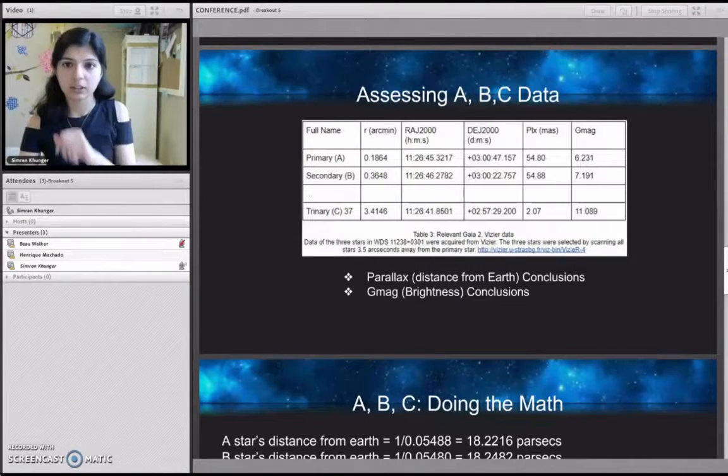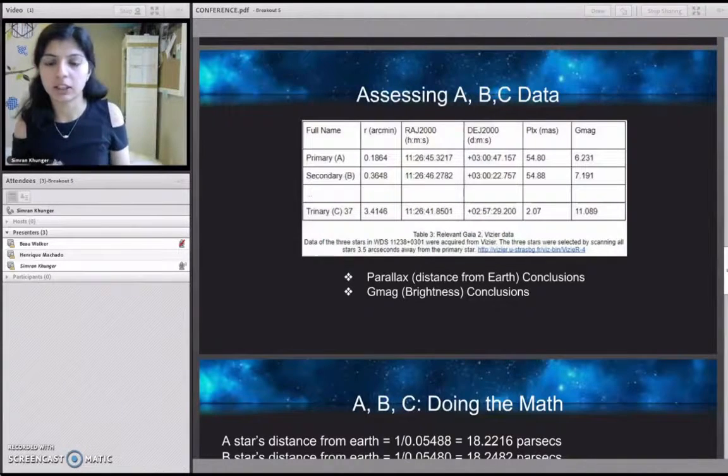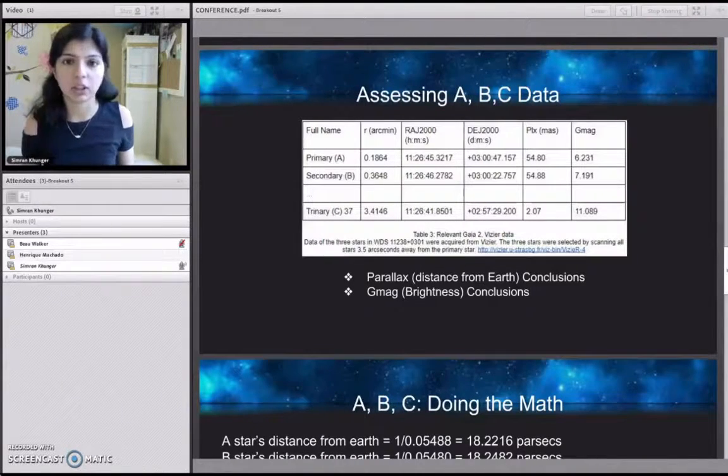At this point, we can consider the parallax and the Gmag data and how they differ between the A, B, and C stars to reach some conclusions about these stars. So firstly, note that the A and B star have pretty similar parallax, but the C star has completely different parallax.